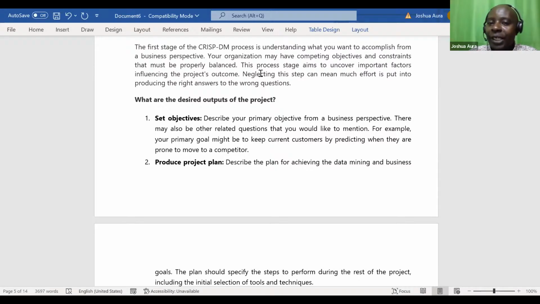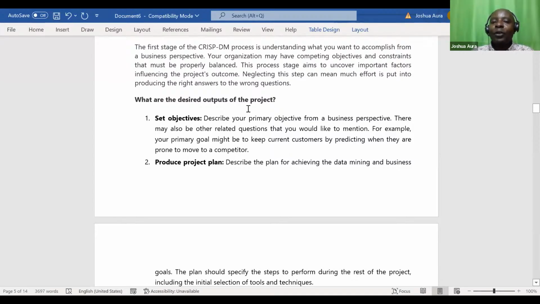The first stage of the CRISP DM process is understanding what you want to accomplish from a business perspective. Your organization may have competing objectives and constraints that must be properly balanced. This process stage aims to uncover important factors influencing the project's outcome. You failing to understand the business that you would want to analyze its data will be the worst decision ever. Neglecting this step can mean much effort is put into producing the right answers to the wrong questions.